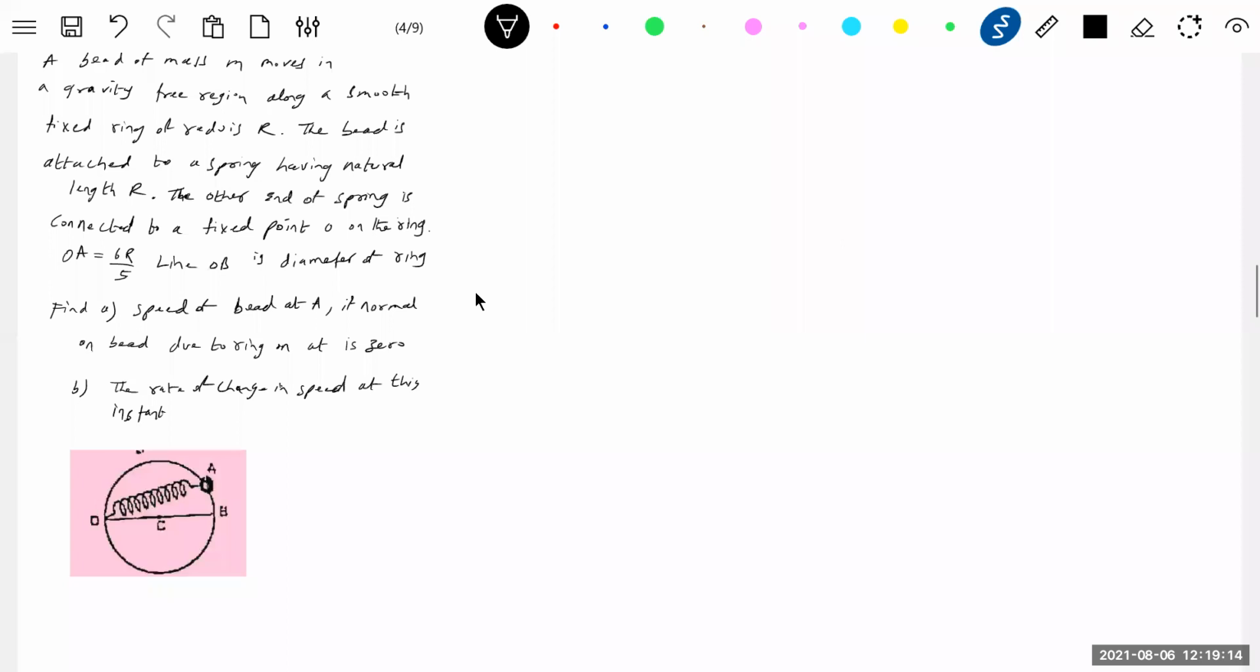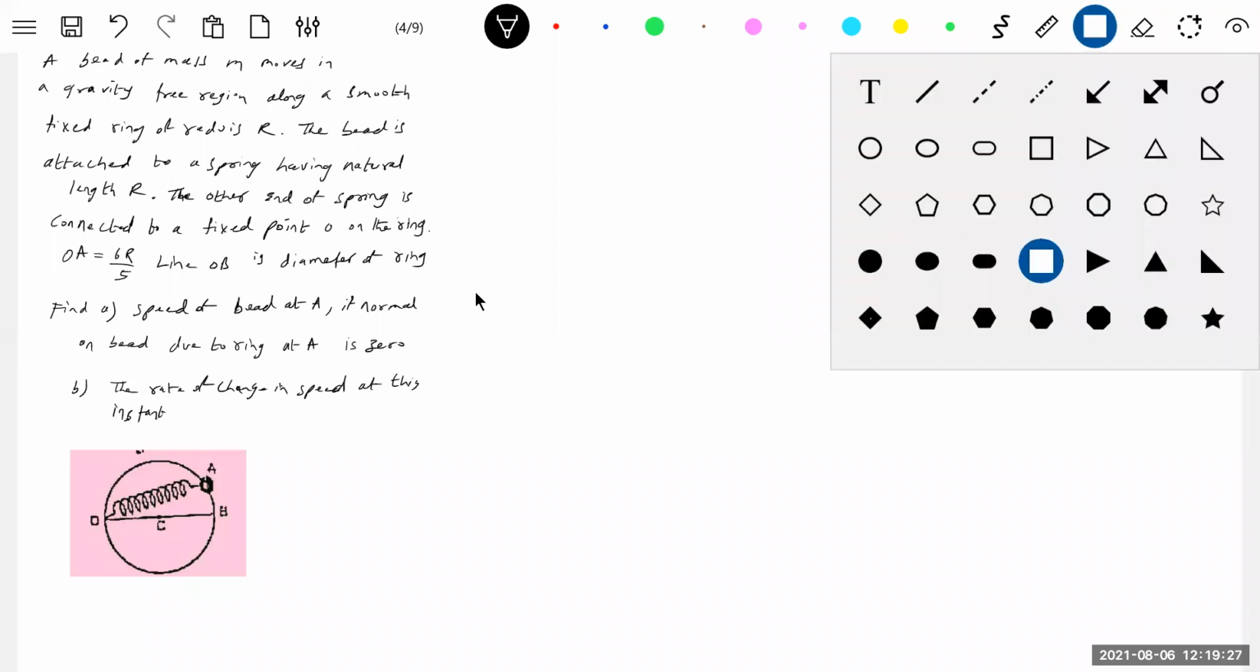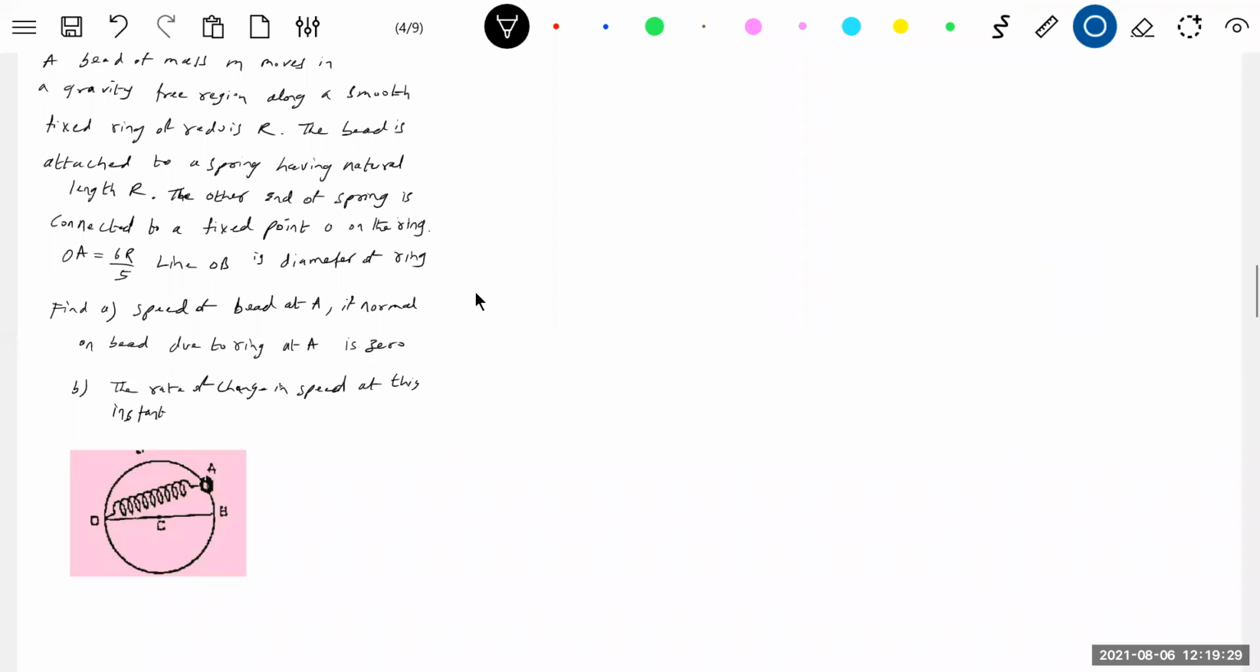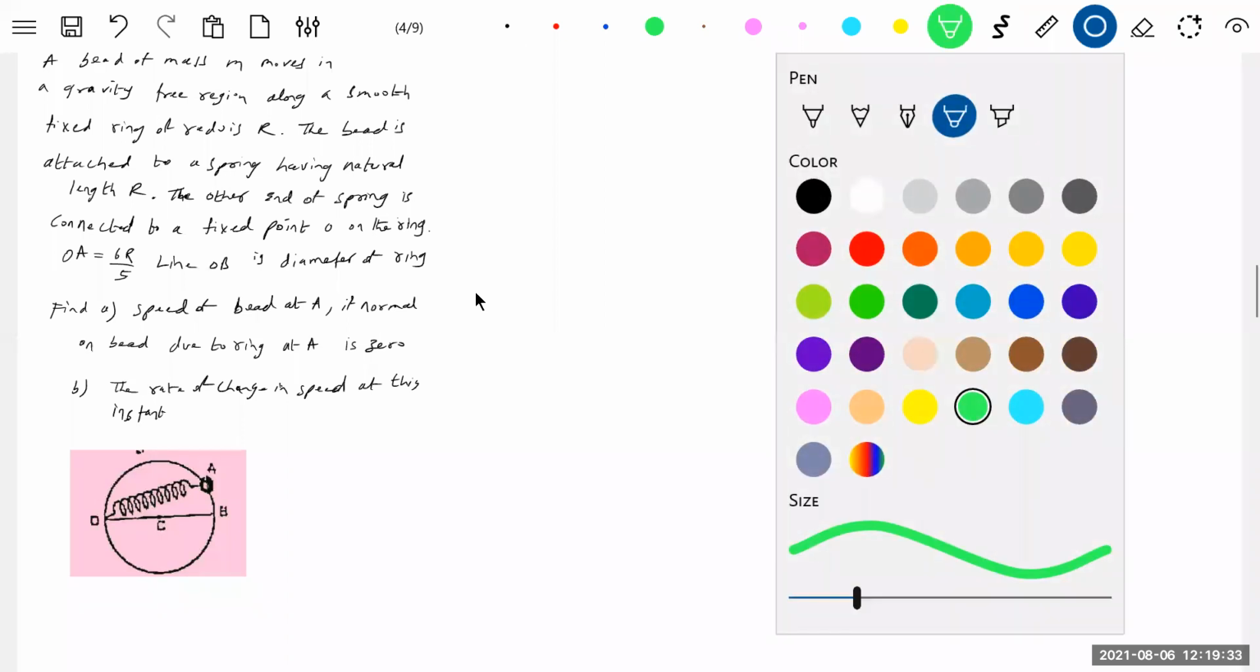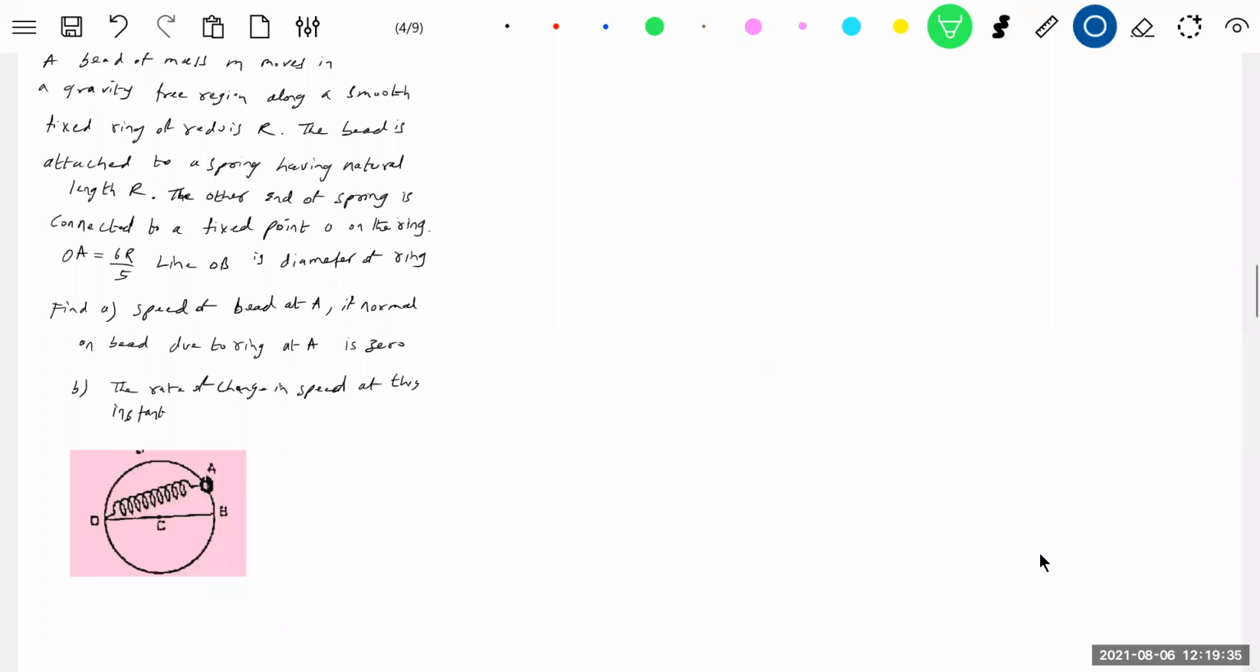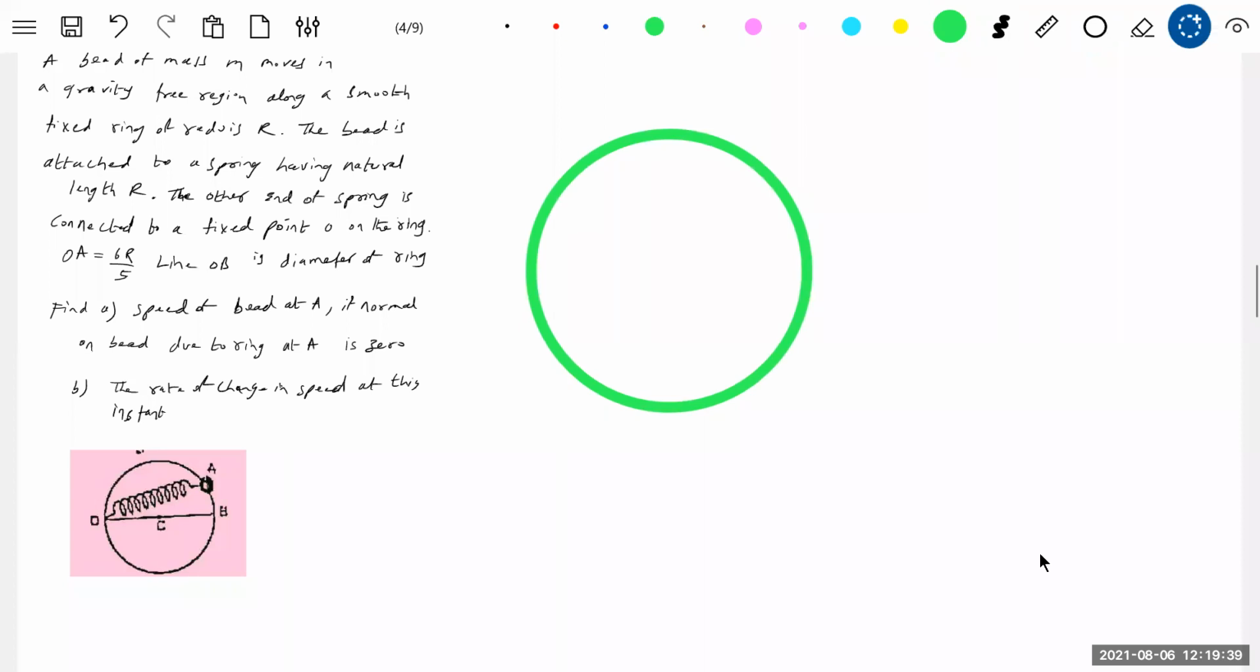If normal on bead due to ring at A is 0, the rate of change of speed at this instant. Draw the diagram, please draw the diagram. It will be this again, very fundamental one. We are bringing the frictional force and the spring force into the picture.